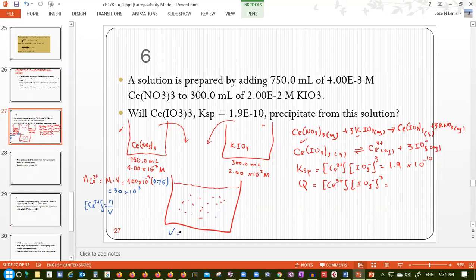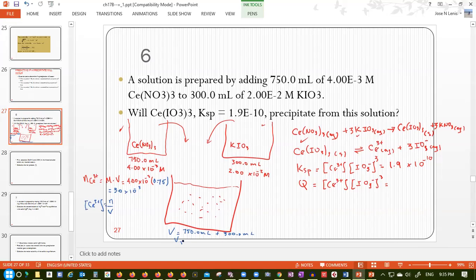So the total volume here is 750 mLs plus 300.0 mLs. So that gives a total volume as 1050 mLs. So that's the total volume. And we do that 3.0 times 10 to the negative 3 divided by, in liters, that will be 1.05 liters.